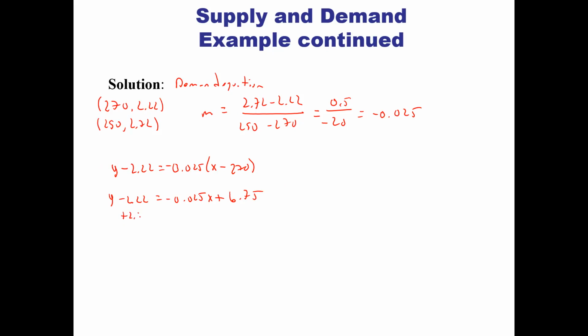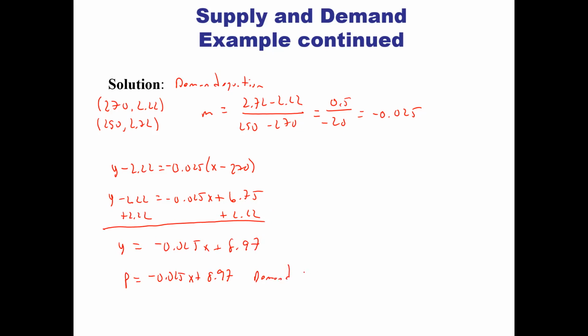Now we add 2.22. So y is equal to negative 0.025x plus 8.97. And if we put it back into our formula, p is equal to negative 0.025x plus 8.97, and that's going to be our demand equation. I can write that. And so that would be what we'd want for that.